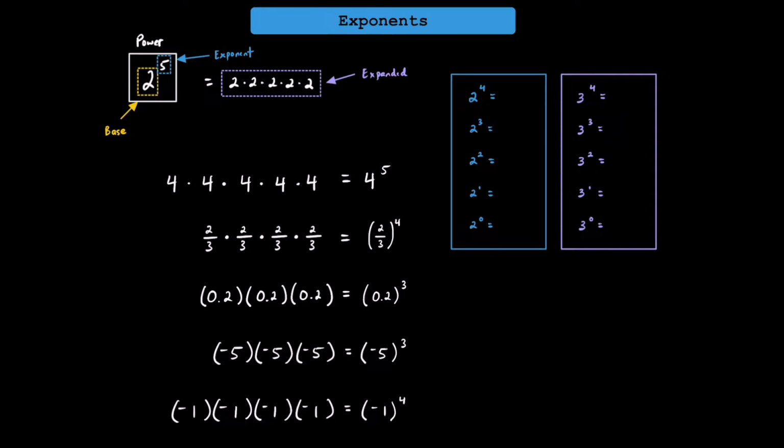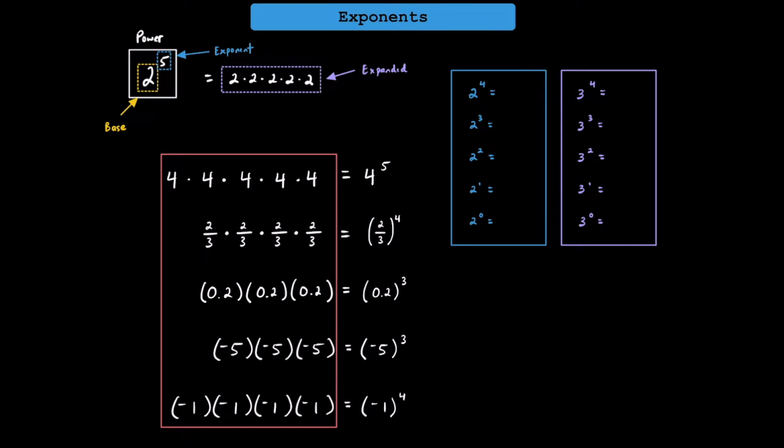Here's a bunch more examples for us to look at. Using exponents, we can take each of these multiplication sentences and condense them into powers. Take note that from now on, when you see a dot, it means multiplication. We can also use this notation when we're multiplying fractions. Whenever you're writing a fraction in a power, make sure you put it in parentheses so that the whole thing gets raised to the 4th power and not just the numerator.